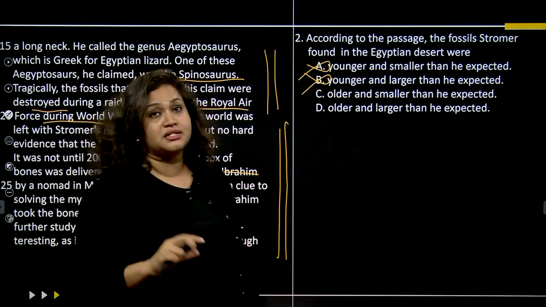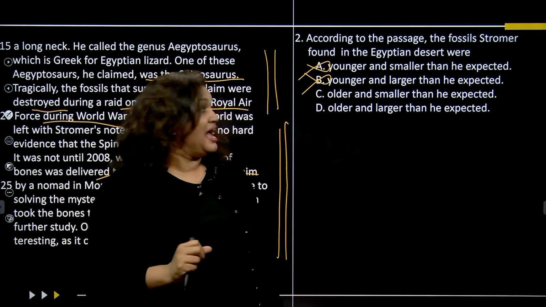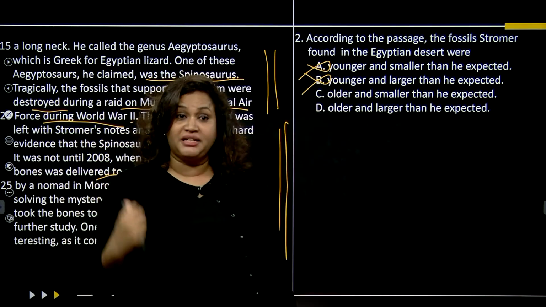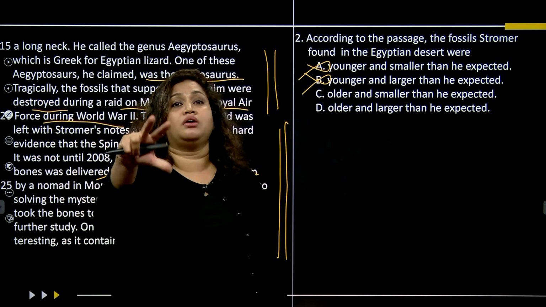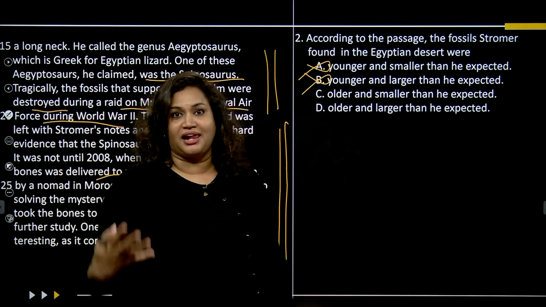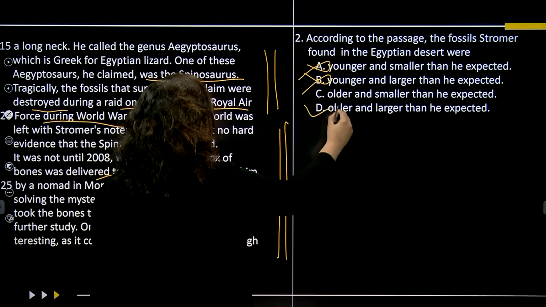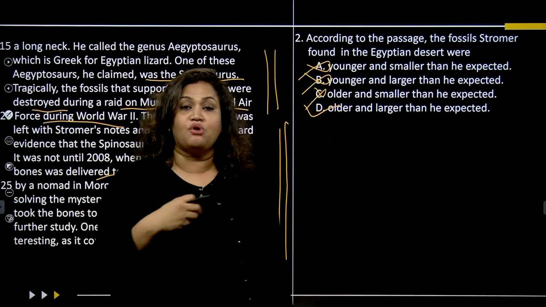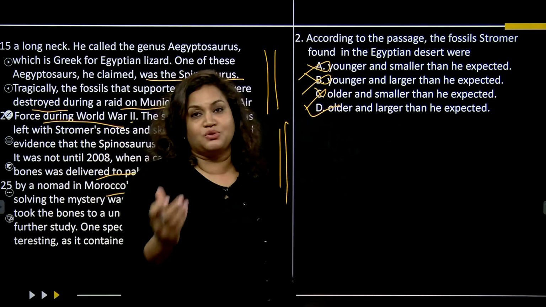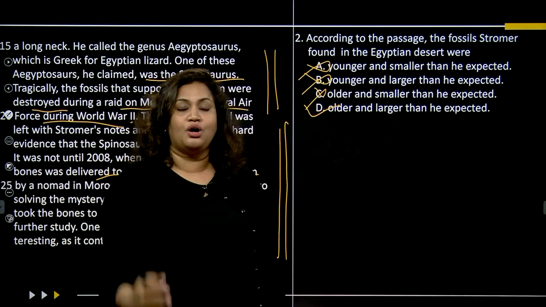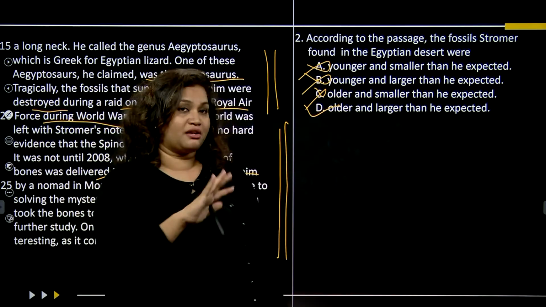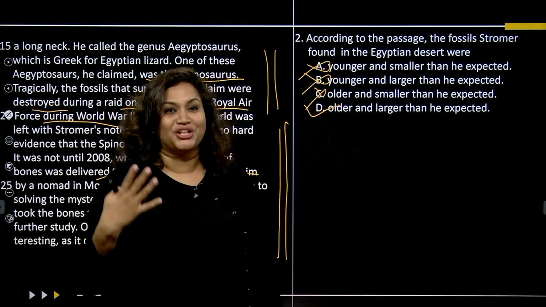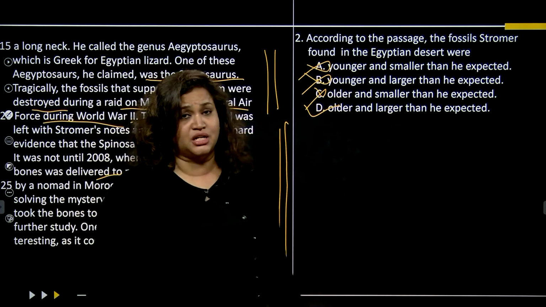The next 2 answers are older and smaller, and older and larger. Now he has particularly said that it was a larger skeleton. So definitely we go with D. And to be precise, factual questions are easier, because we just have to scan the text and take the answer. They are not like the central theme or the purpose of the passage questions, which require much thought. So let's go to the next question.